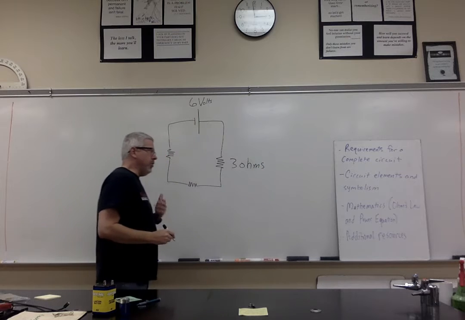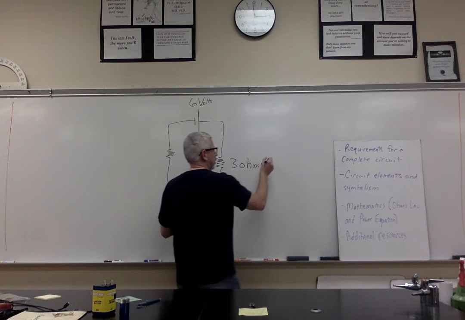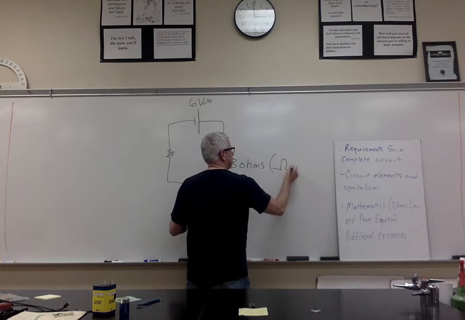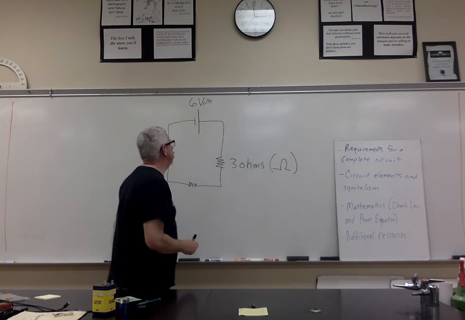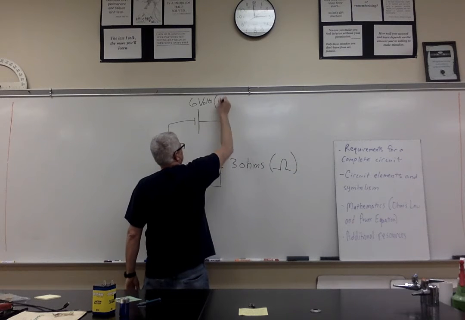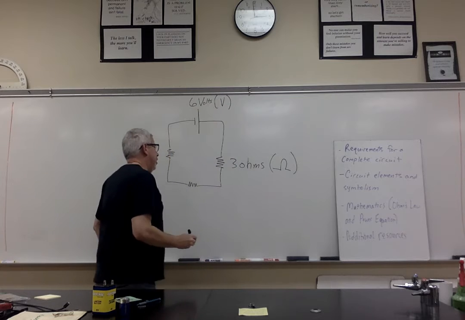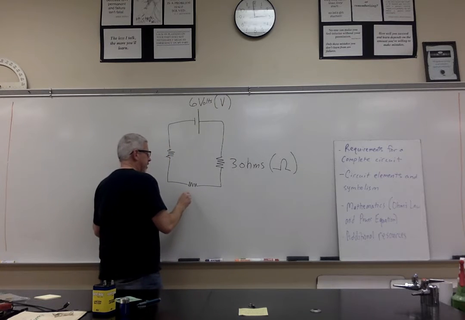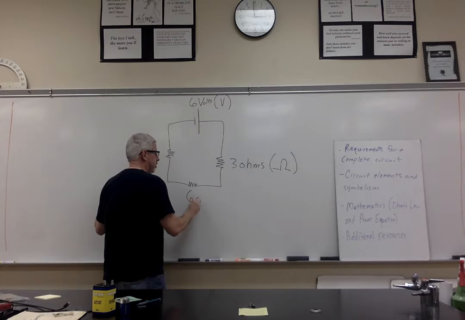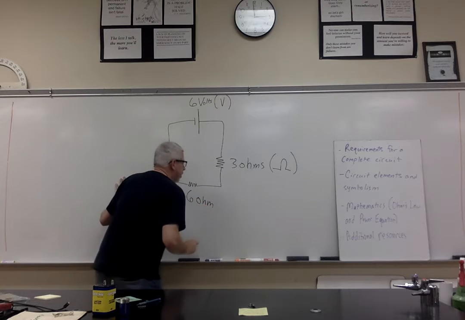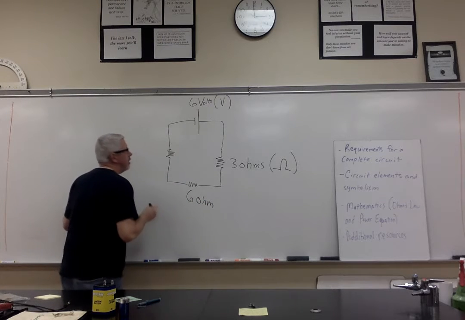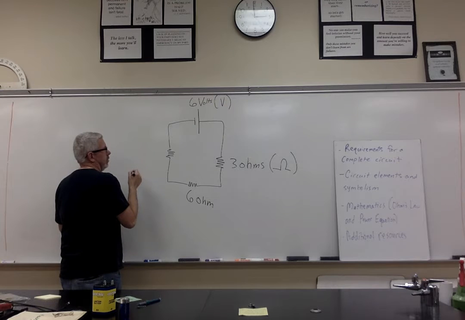The symbol for ohm is the Greek letter omega. Looks kind of like a weird upside down horseshoe. Symbol for volts is V. Well, let's say this resistor might have a 6 ohm resistance, and this one might have, say, I don't know, a 9 ohm resistance.